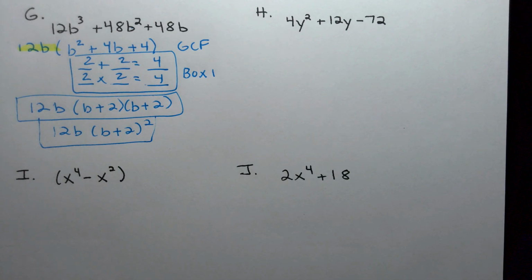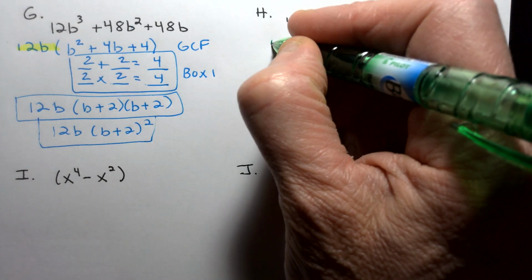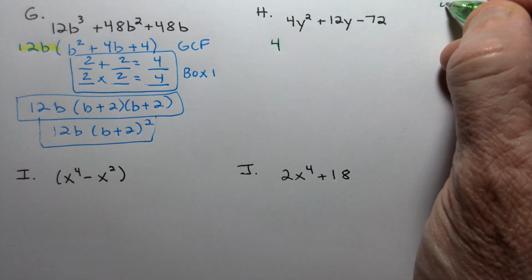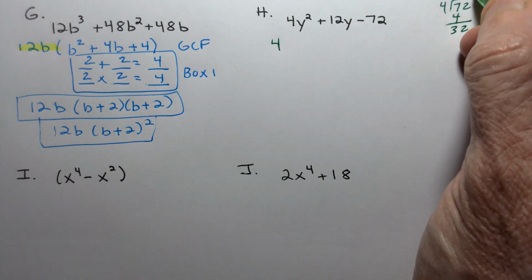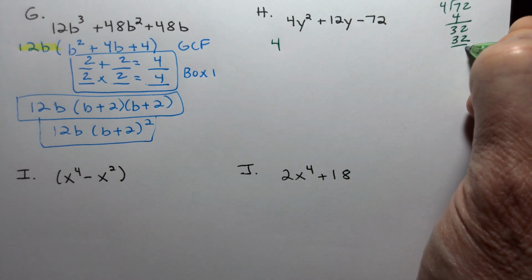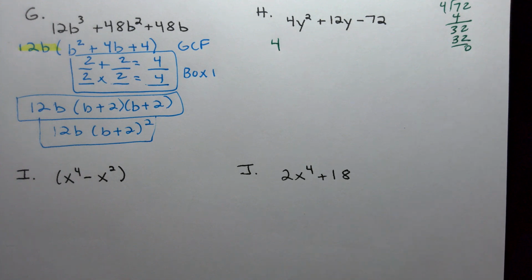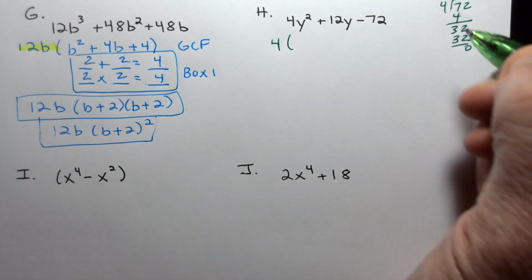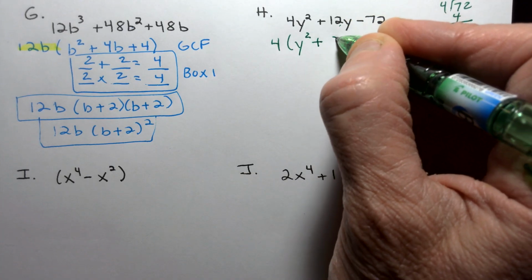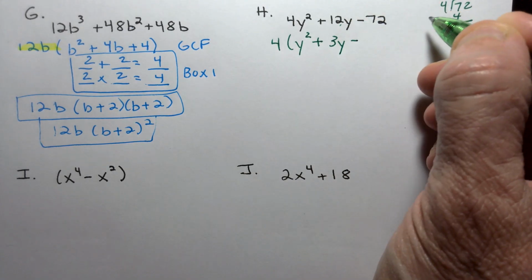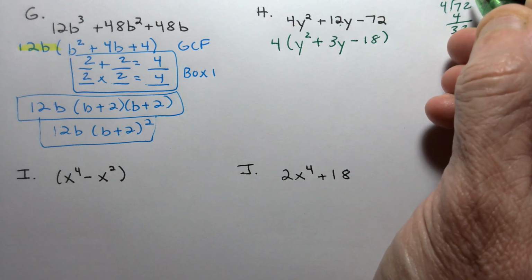Okay, so do you see any GCFs in here? 4. 4 goes into 72 18 times. Okay, and no other y's. So divide that by 4, you get y squared. Divide that by 4, you get 3y. And divide that by 4, and you get the 18 right here.